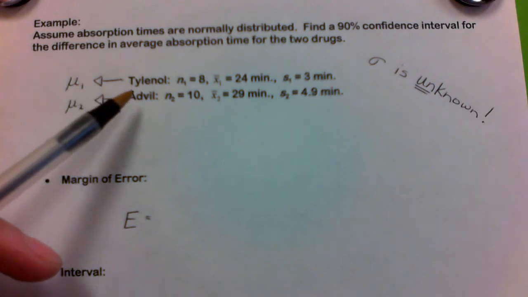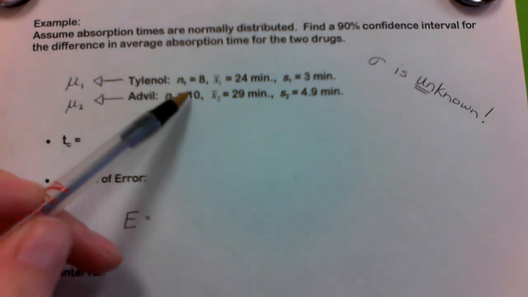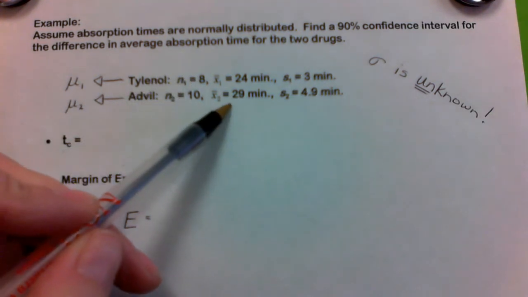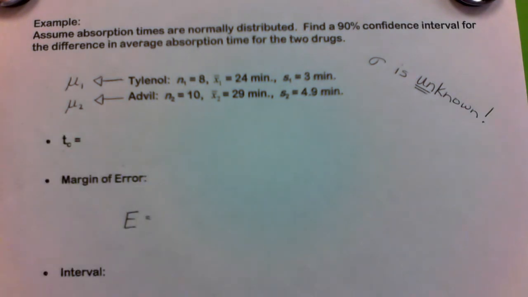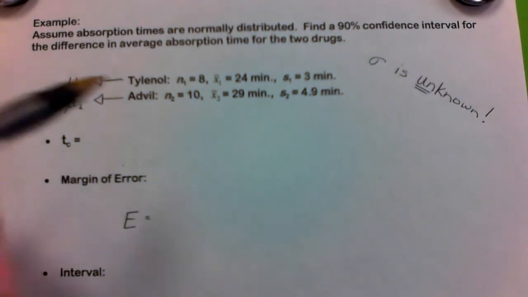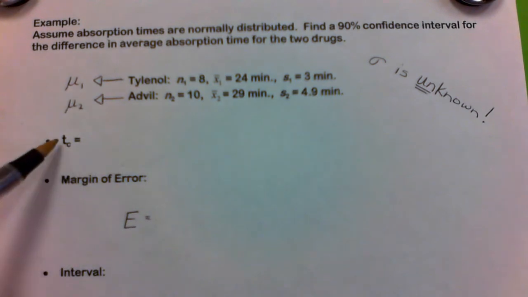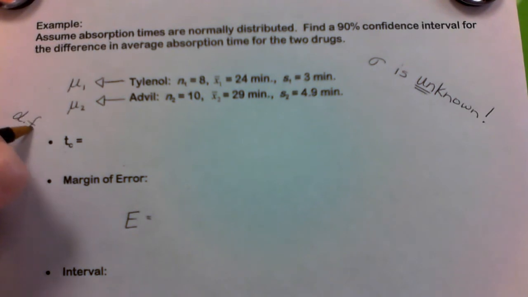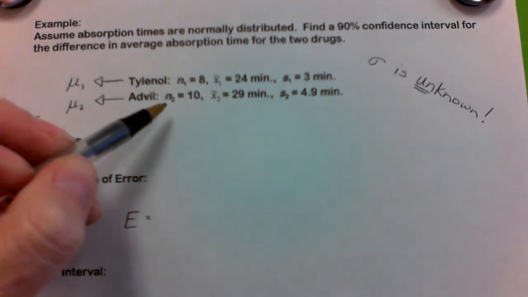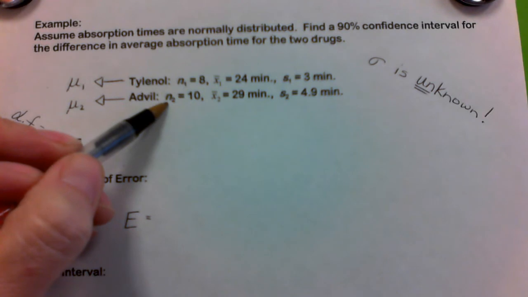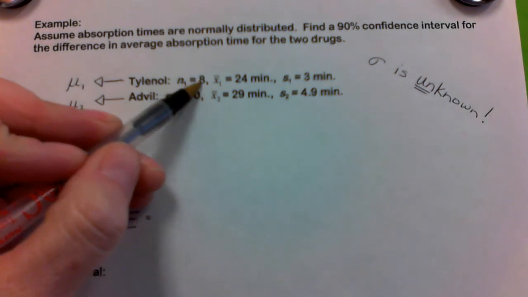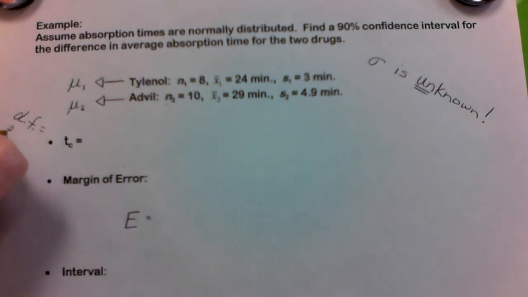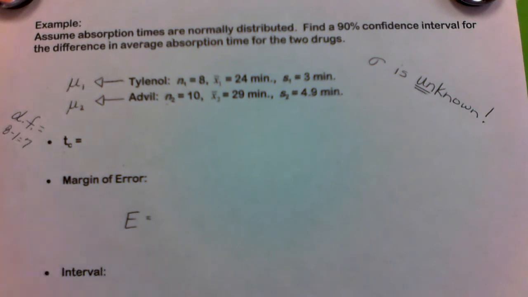The second population is Advil. Notice my sample sizes are different, and here is its mean and its standard deviation. So, since sigma is unknown, I'm going to use T sub C. Well, I need the DF, and this is where it comes in. DF is N minus 1. Well, I have two different sizes of N. So always use the smaller one minus 1. So I'm going to do 8 minus 1, which is 7.